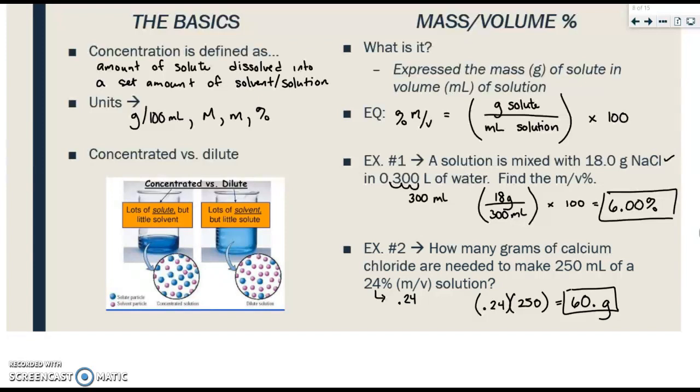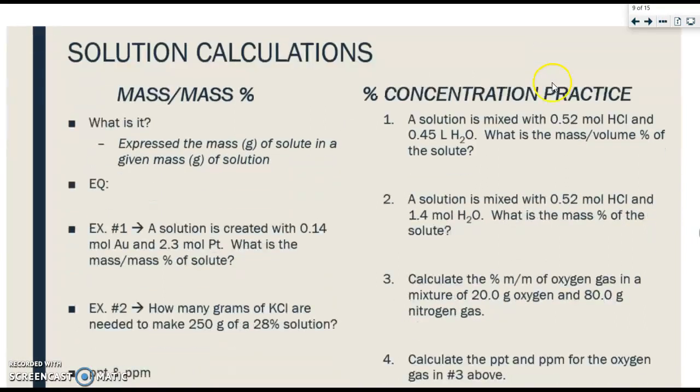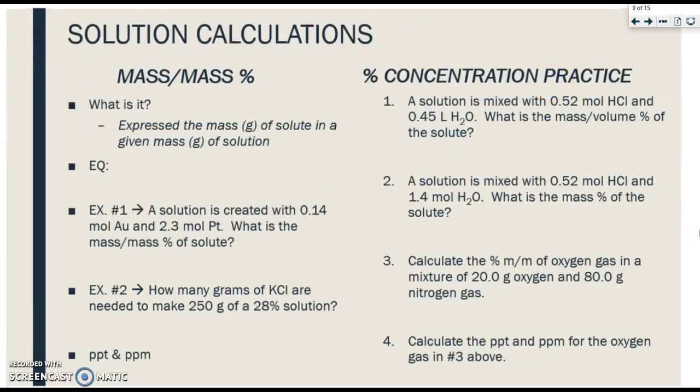Okay. On the next slide is another type of calculation. It's a mass percent calculation. This is expressed in grams of solute per given grams of solution. Okay. The equation here is very similar. So it's grams of solute divided by total grams of solution.